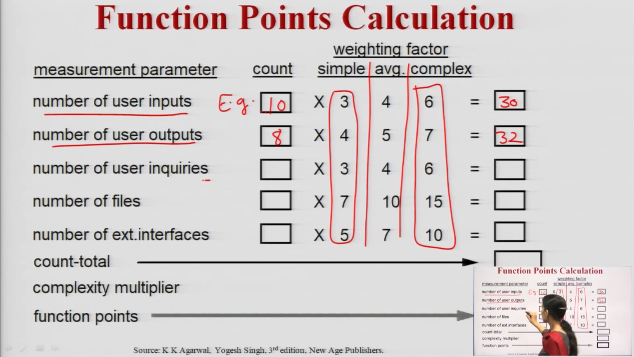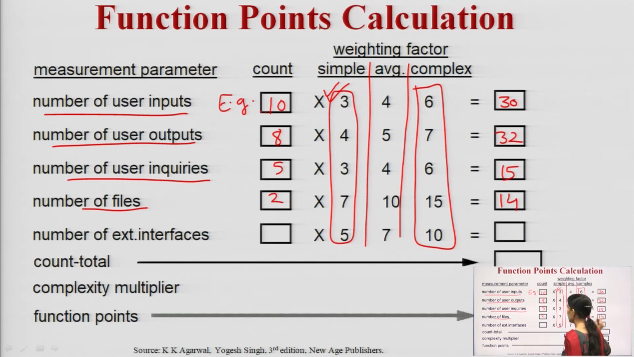Then the number of inquiries, suppose there are 5 inquiries. So, 5 cross 3 will be 15. So, here I have taken the simple program. Then the number of files, suppose 2. So, here I will be having 14. Then number of external interfaces, suppose they are 10, then here I will get 50, 10 cross 5.